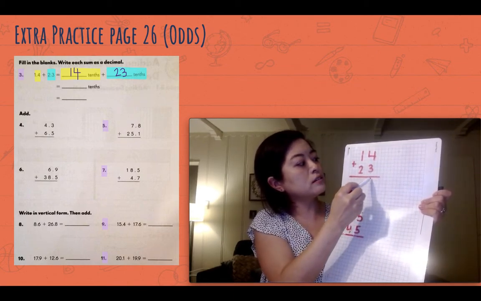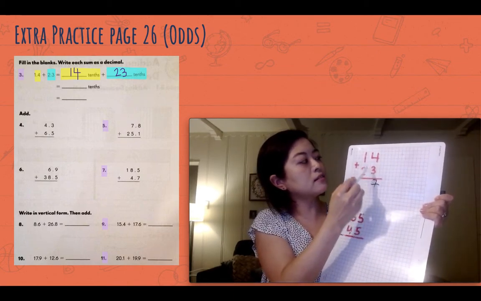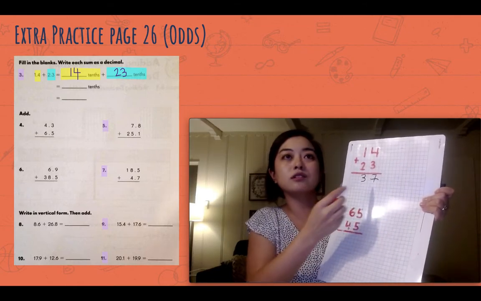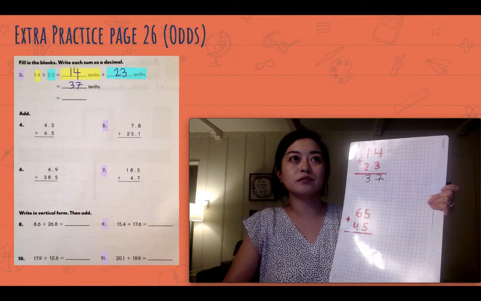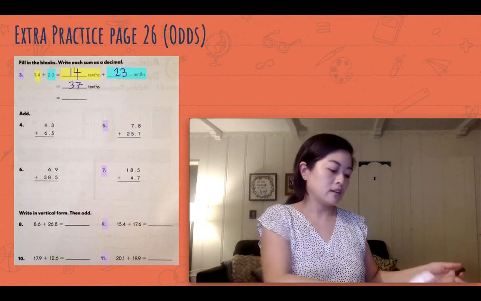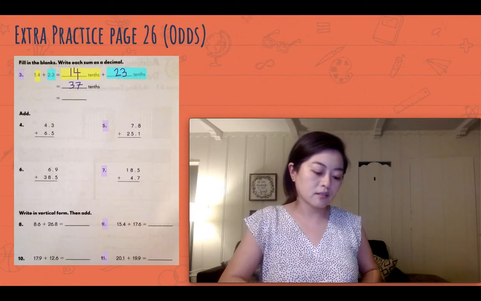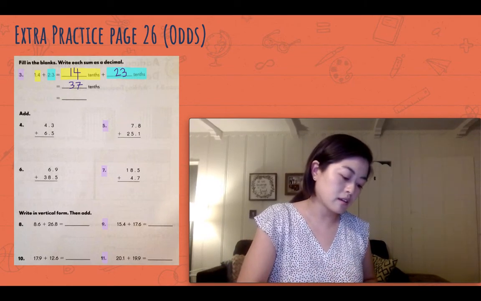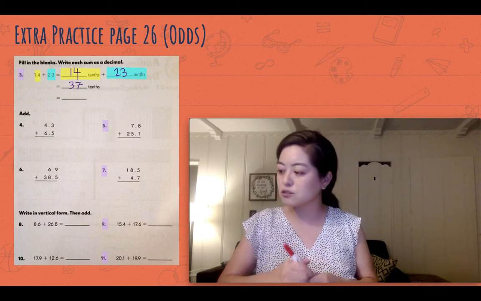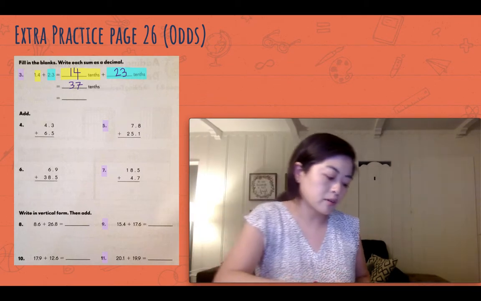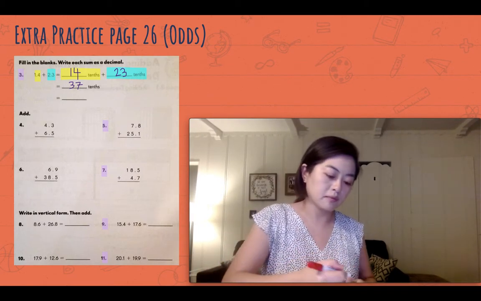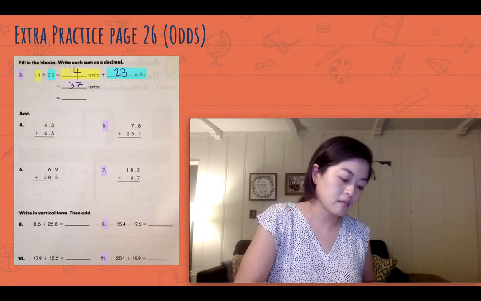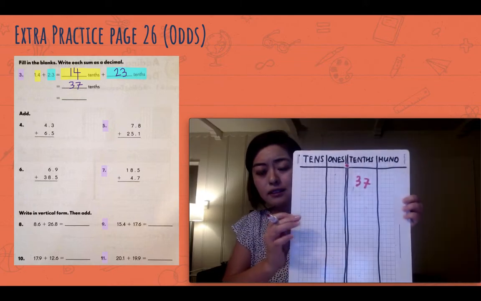Let's add the ones. 4 and 3 make 7. Let's add the tens. 1 and 2 make 3. So this is 37 tenths. And now 37 tenths, I'm going to put it in my place value chart. I wanted to use a red one. Okay, so 37 tenths looks like this.